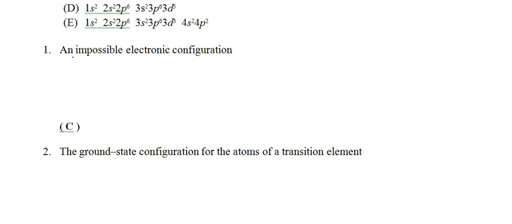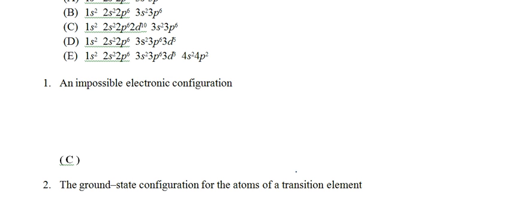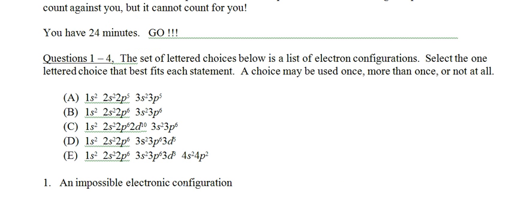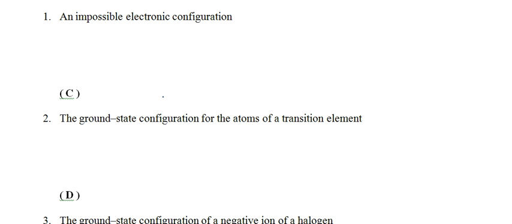All right. Number 2, the ground state configuration for the atoms of a transition element. Again, transition elements are right in this area here, so it's the drop down. So we're looking for something with a d orientation. So when we come back here, we have 3s, 3p, no. 3s, 3p, no. That one's illegal to begin with, so don't pick it. Here we have an option. Yep, looks like we only have 1. So D would be our best choice. D as in dog. Okay.